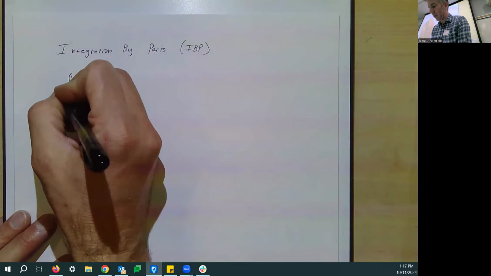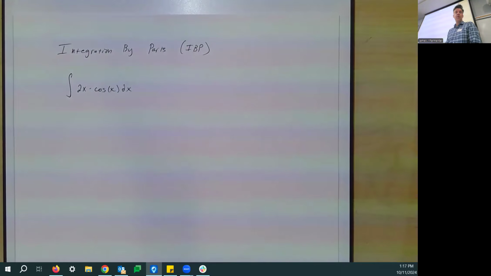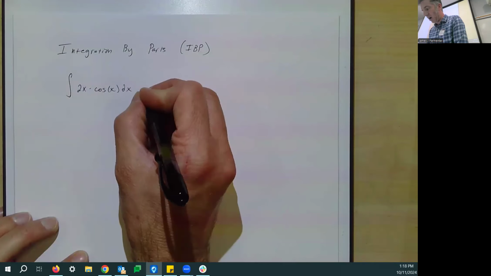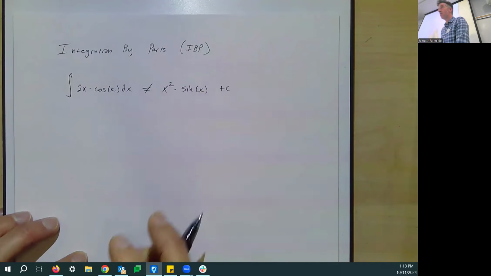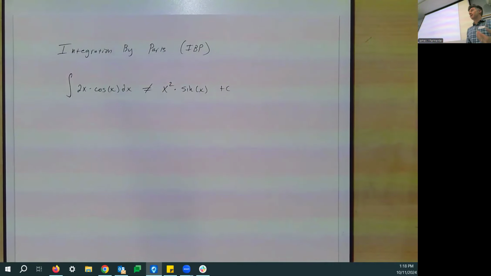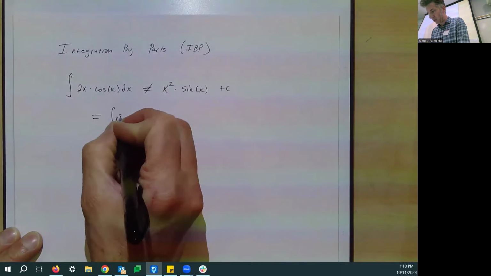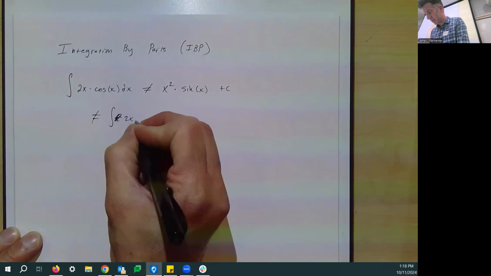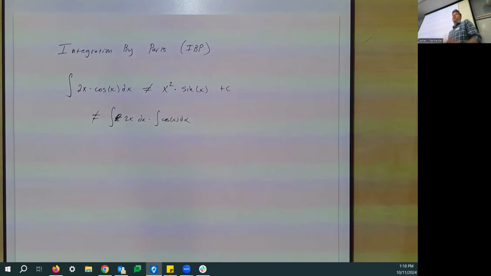So the idea here is that we would like to be able to integrate something like 2x times cosine of x. But as I've said before, I'll say it again: the antiderivative of this is not x squared times sine of x plus C. More specifically, you can't integrate a product by taking the product of the antiderivatives. This is not equal to the antiderivative of 2x times the antiderivative of cosine of x. We cannot do it that way because of the product rule.